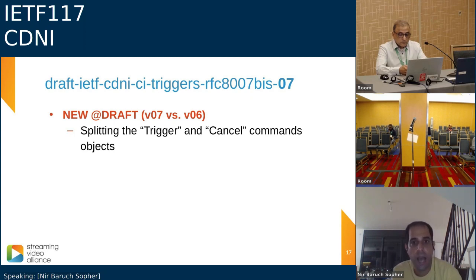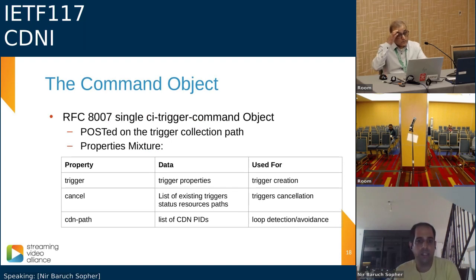Okay, next. So version 7. In version 7, we practically split the trigger and cancel commands object. Next, please. So far, as defined in RFC 8007, the CI trigger command object has the trigger, cancel, and CDN path properties. So when you wanted to create a trigger, you used the trigger property, and when you wanted to cancel a trigger, you used the cancel property with a list of resource paths, and it just didn't make sense, at least to me.